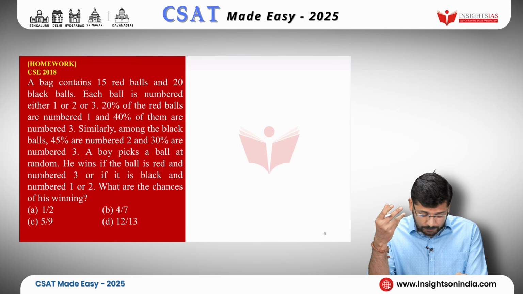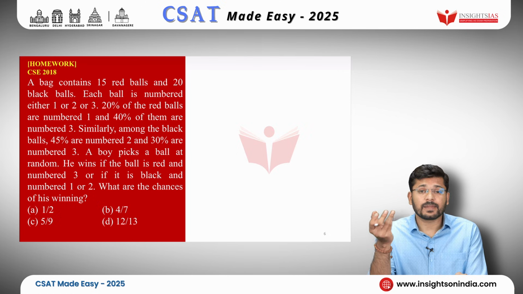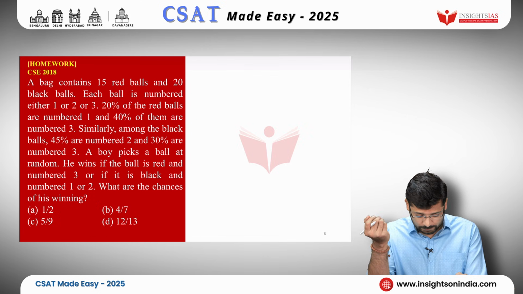Each ball is numbered either 1, 2 or 3. In our previous problems, we used to label them A, B and C. Here they have numbered them 1, 2 or 3. 20% of the red balls are numbered 1 and 40% of them are numbered 3. Similarly, among the black balls, 45% are numbered 2 and 30% are numbered 3.